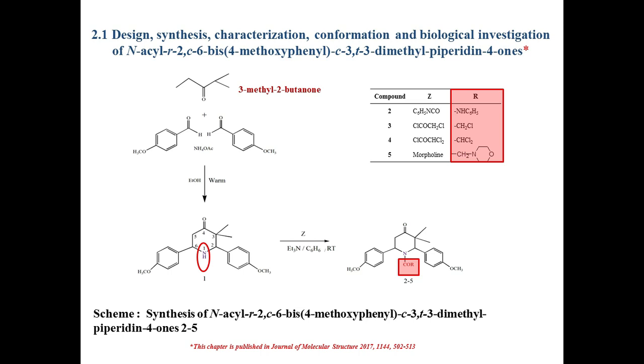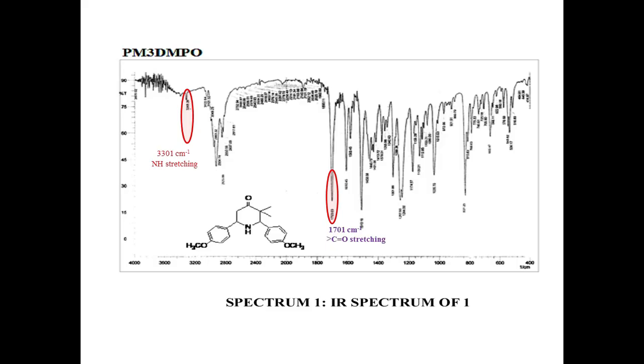In our research, using this spectroscopy we can easily identify unknown compounds. This is my research on the design, synthesis, characterization, confirmation and biological investigation of piperidin-4-ones. I prepared them from 3-methyl butanone and para-methoxybenzaldehyde, and using the piperidin-4-one I made more than 4 derivatives, such as phenyl carbamoyl, acetyl or chloroacetyl compounds. First we can easily identify this parent compound, which has 2 functional groups. The keto group appears at 1700 cm⁻¹ as a stretching vibration, and the NH stretching vibration appears at 3300.